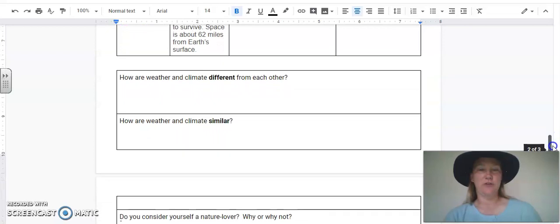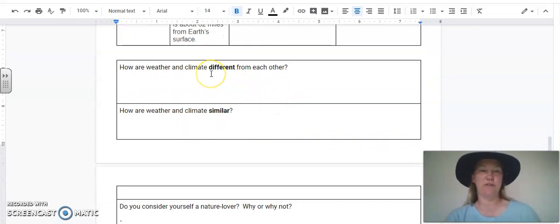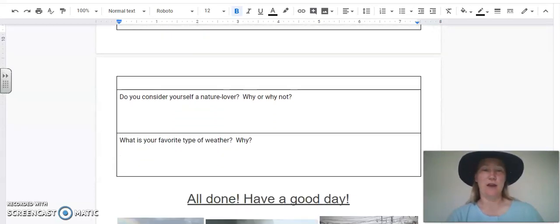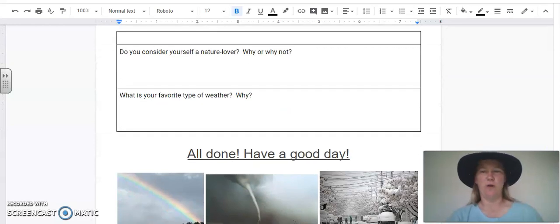Looking at those two terms, how are they different from each other? Feel free to look this up some more if you're not entirely sure. There's a lot of information out there to read. How are the terms weather and climate different? And then they also, like I said, are related, so they are also similar. Tell me a little bit about that. And then just some questions to get you thinking about why we should care about this at all in the first place.